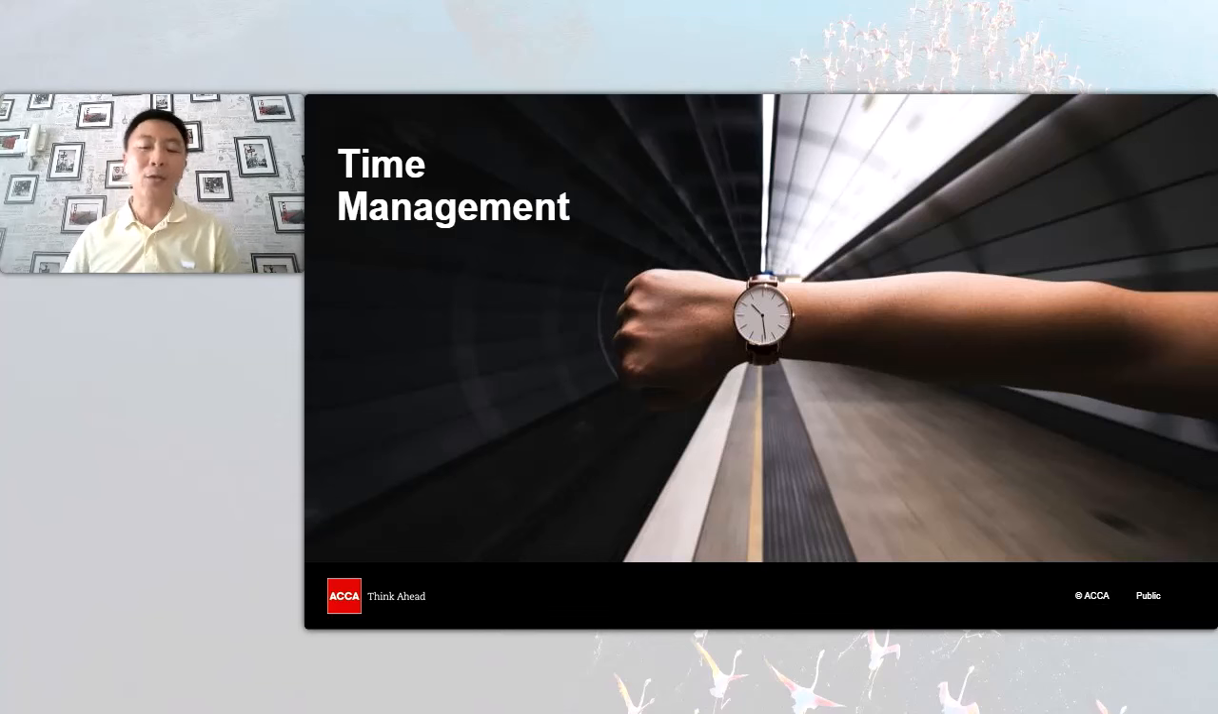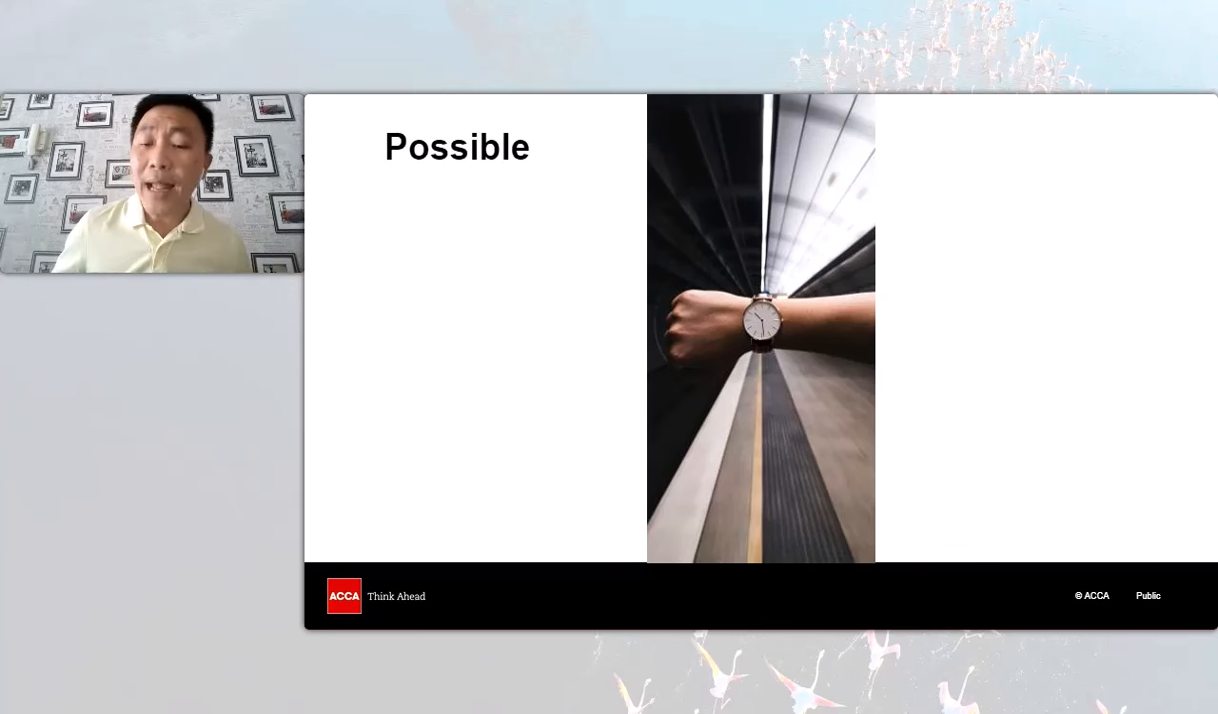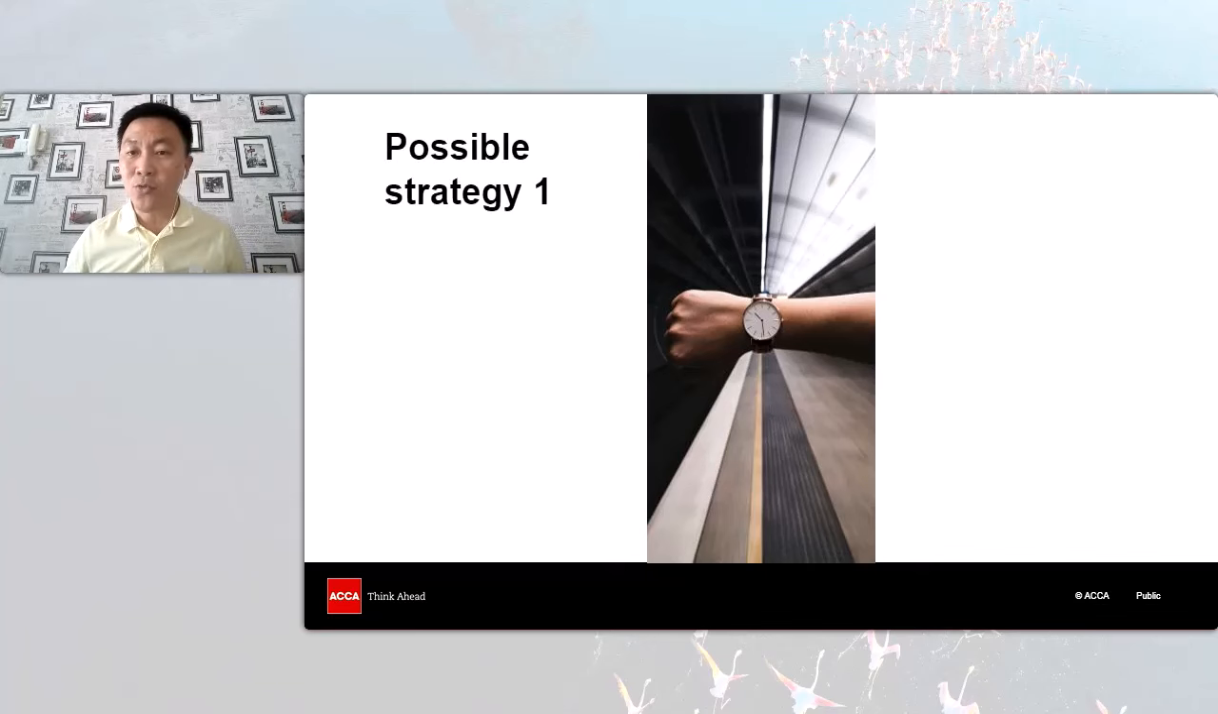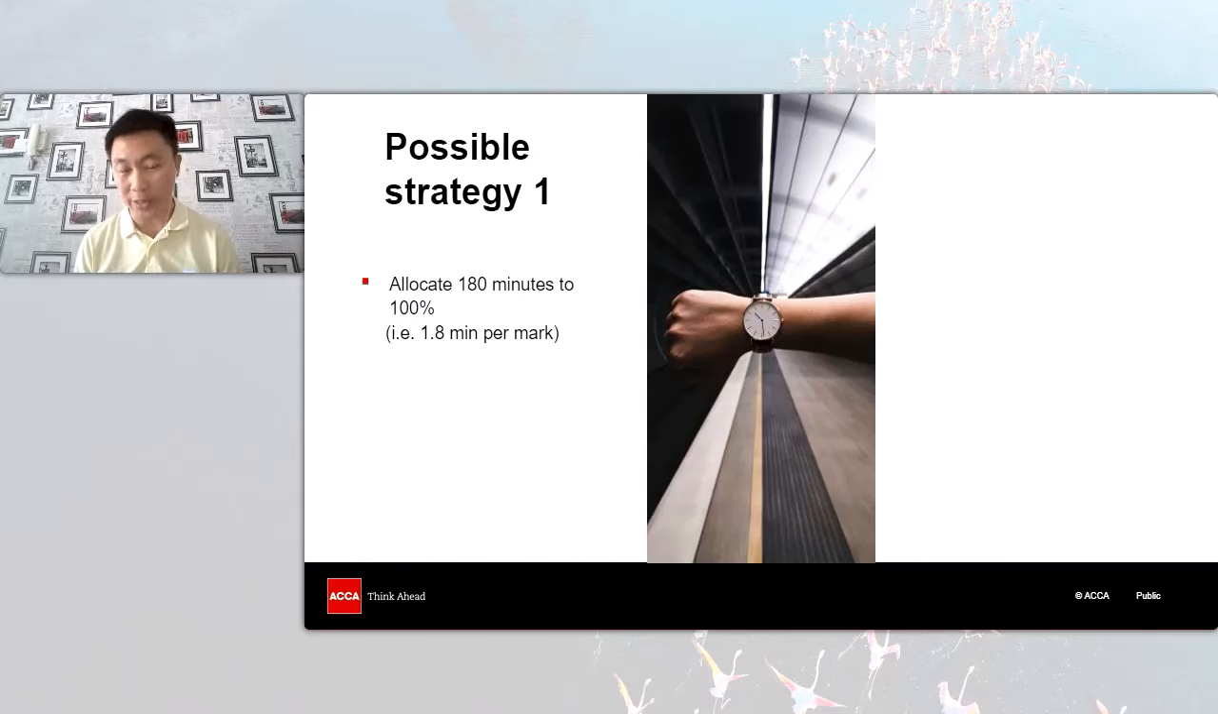Let's take a look at some advice on how to manage your time. I am pretty sure most of us listening now would follow this kind of time allocation strategy. You cut down the 3 hours or 180 minutes evenly across 100 marks, so you will probably be spending 1.8 minutes per mark. On average, if you are tackling multiple choice questions of 2 marks each, you will spend about 3.6 minutes to attempt 1 multiple choice question.